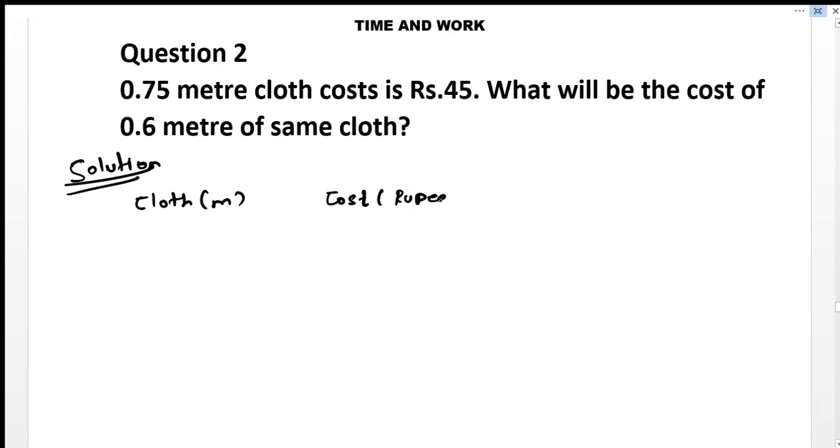Cost in rupees. See, for 0.7 meter the cost is rupees 45. So what will be the cost? That is x. This we have to identify for 0.6 meter. See, 0.7 meter is 45. What will be for 0.6? Here it is reduced, right? Automatically the cost will get reduced. Therefore decreasing, here also decrease.